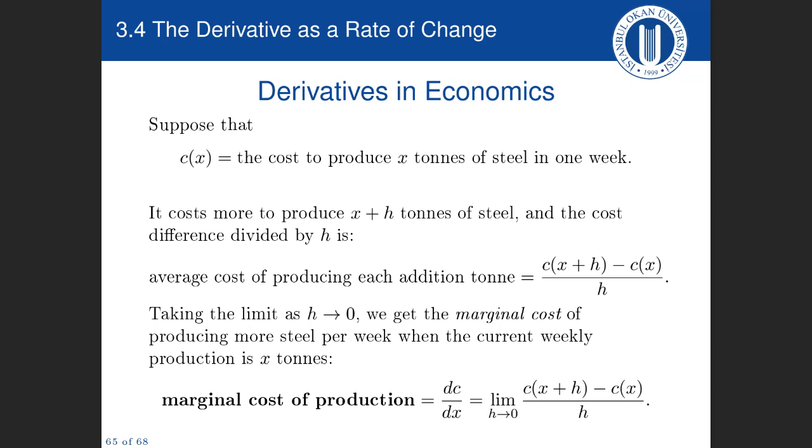It's going to cost C of x plus h minus C of x more. What is the average of this? Divide by h. The average cost of producing each additional ton is going to be (C of x plus h minus C of x) over h. And then if we take the limit as h tends to 0, we get something called the marginal cost of producing more steel per week. And that is just the derivative of C with respect to x. So basically, we're doing economics and we're using derivatives.